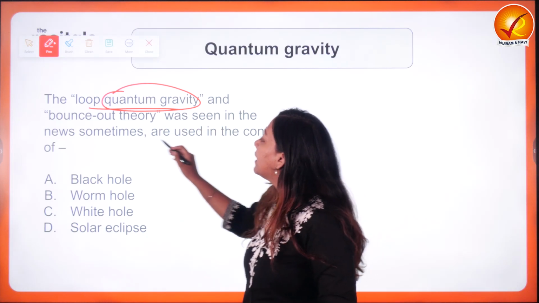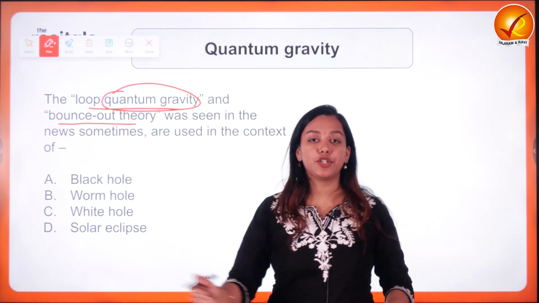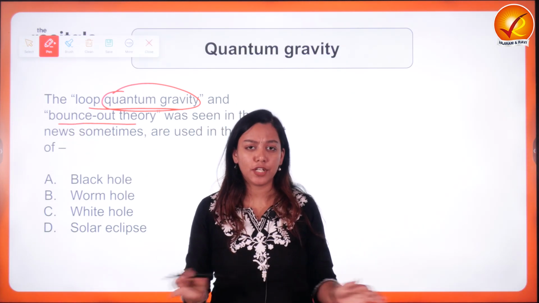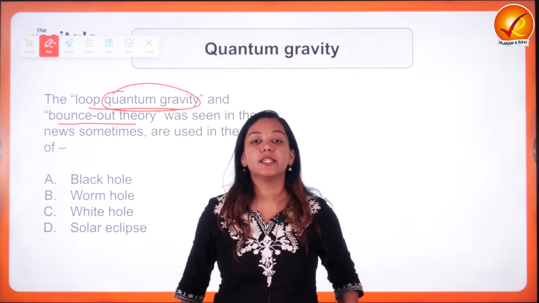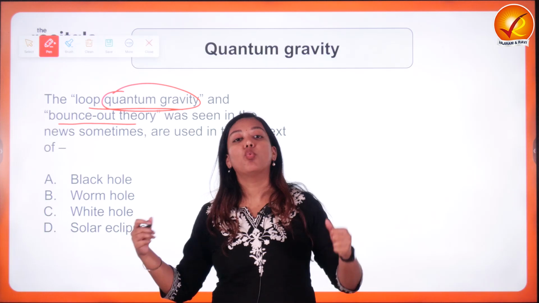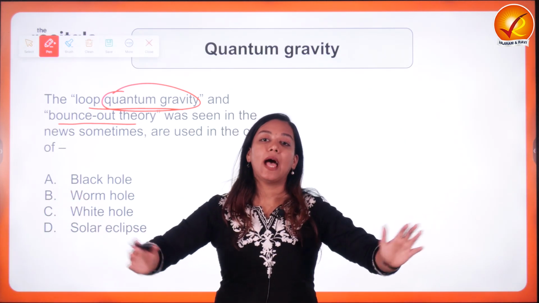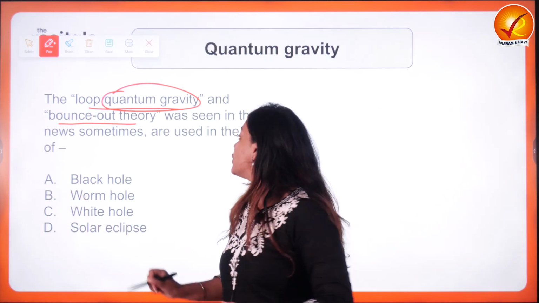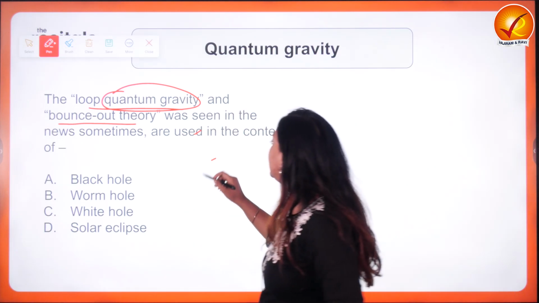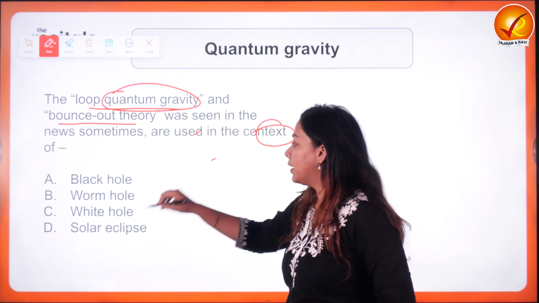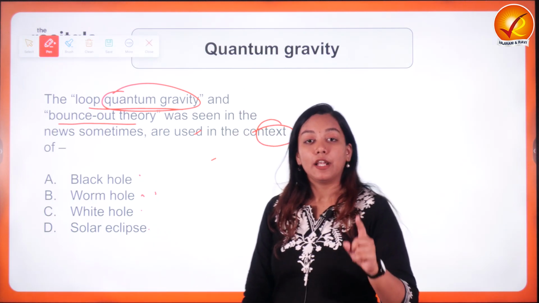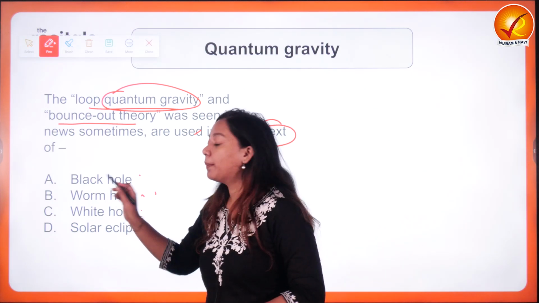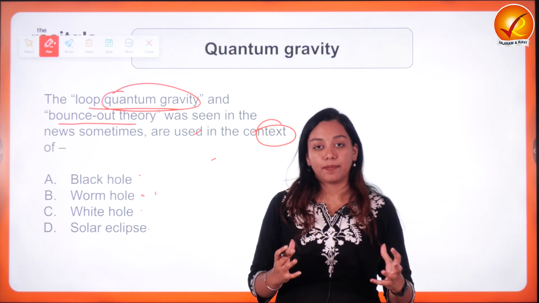So this theory and the bounce out theory, which means, see, some of the theorists say that eventually the entire universe will collapse back. But some theory says that this universe would be bouncing out and will never be able to collapse. So both of them, recently seen in news, are used in the context of a black hole, wormhole, white hole and solar eclipse.